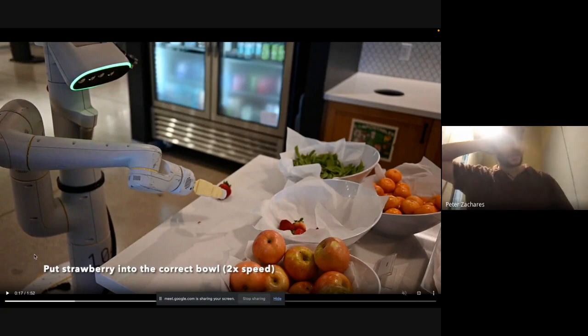But when I say new tasks here, what I mean is that they're a new set of instructions for the same kind of task. So this is a pick and place task. It's been trained on pick and place tasks, but not on this specific one.